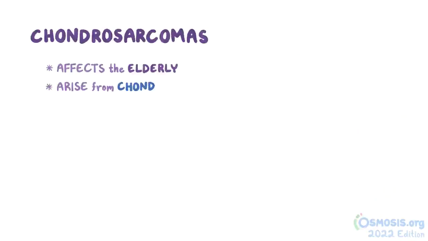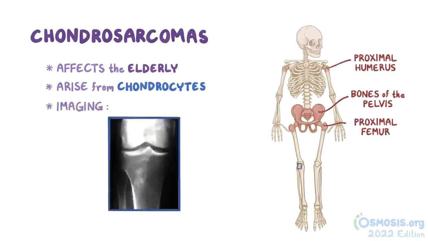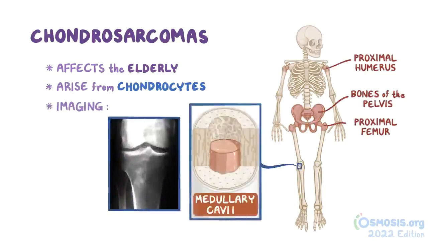Finally, there are chondrosarcomas, which tend to affect the elderly. Chondrosarcoma arises from the chondrocytes, which are cartilage-producing cells. Chondrosarcoma mainly affects bones of the pelvis, but can also affect long bones like the proximal femur and proximal humerus. On imaging, the mass is typically within the medullary cavity.